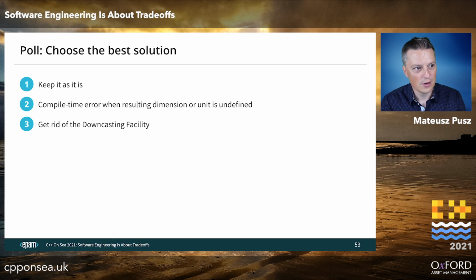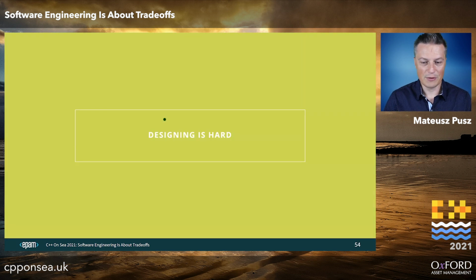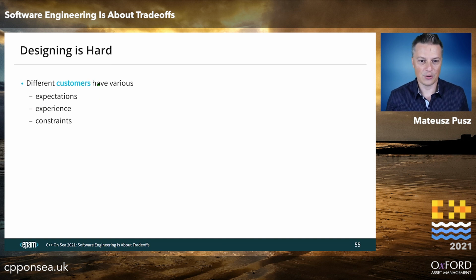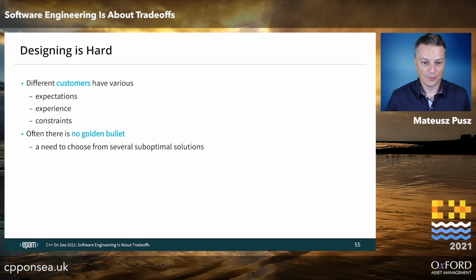Okay, let's end the poll. The final result: keep it as it is, 40%, and options 2 and 3 got 30%, so exactly the same. So as you can see, providing new facilities for everyone may be really hard. Designing is not easy. Different customers have various expectations, experience, constraints. Often there is no golden bullet, no single solution that is clearly the best. And we have to choose from several suboptimal solutions, even if we know that this will make somebody not fully happy.